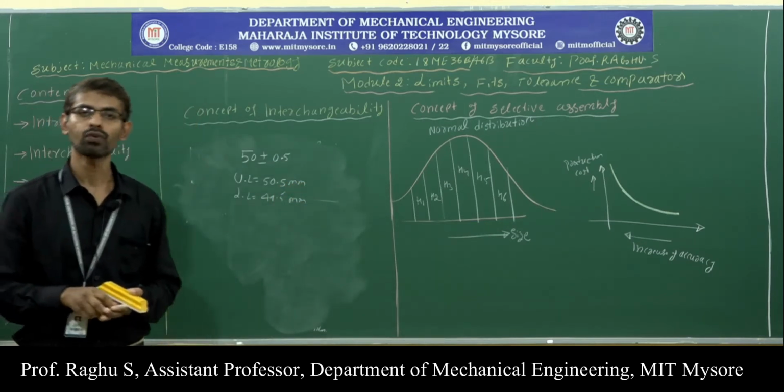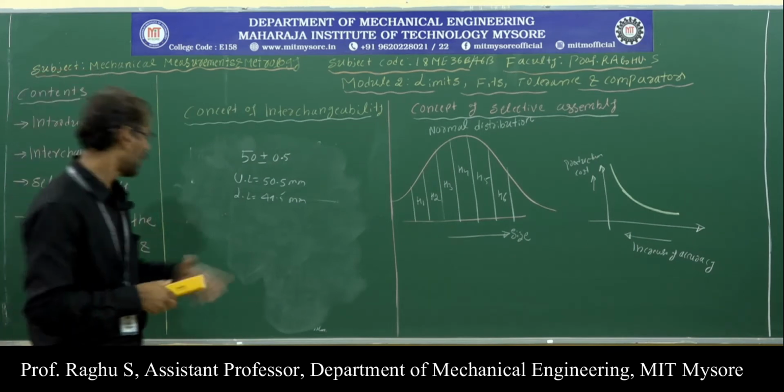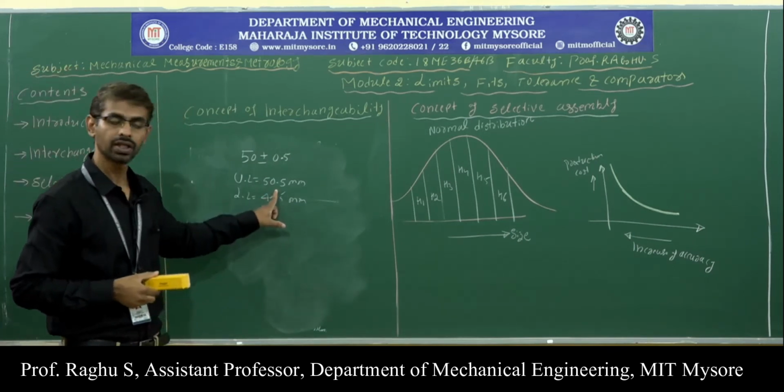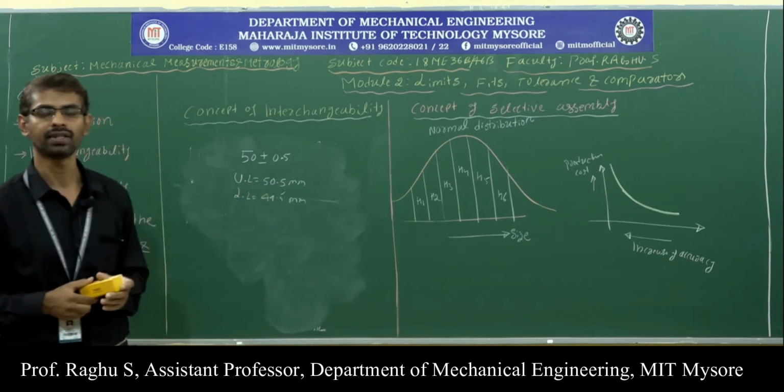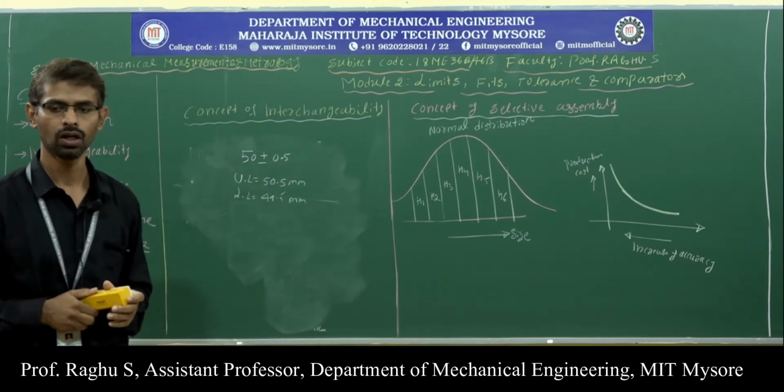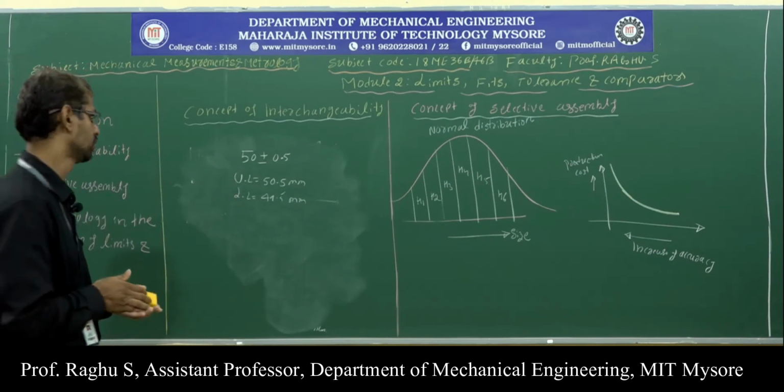So the dimension of the component lies between these two limits in order to reduce rejection. Then only can we achieve interchangeability. So this is the concept of interchangeability.